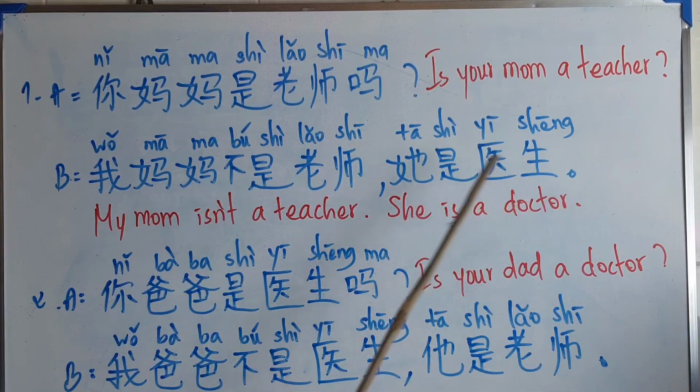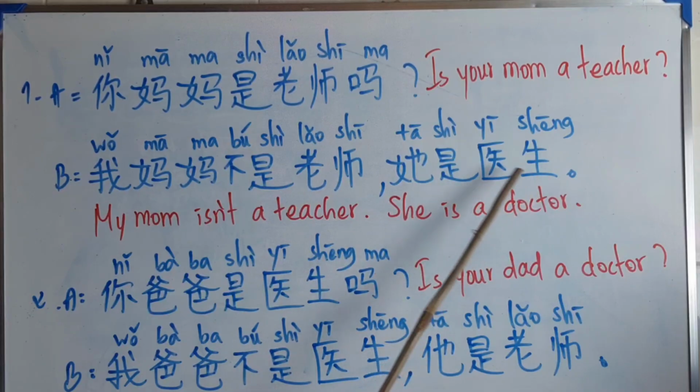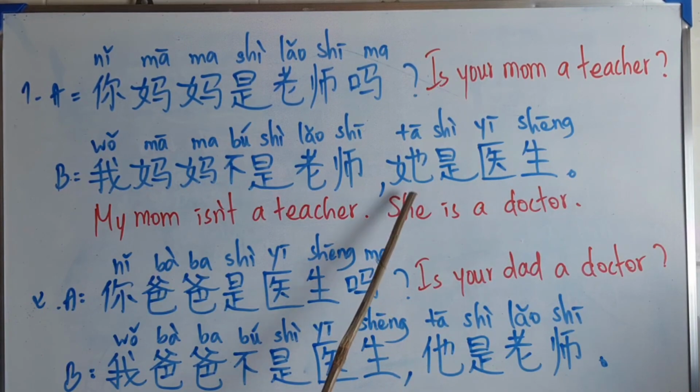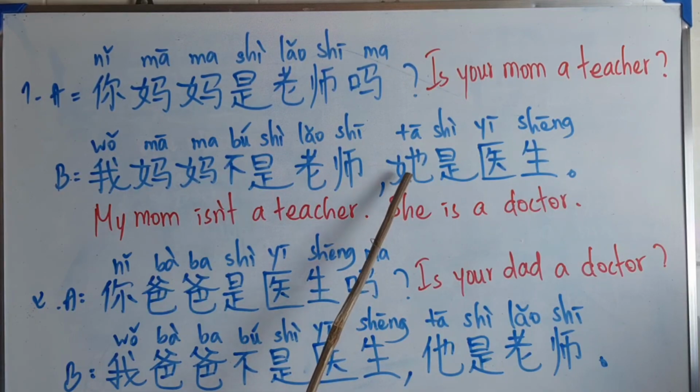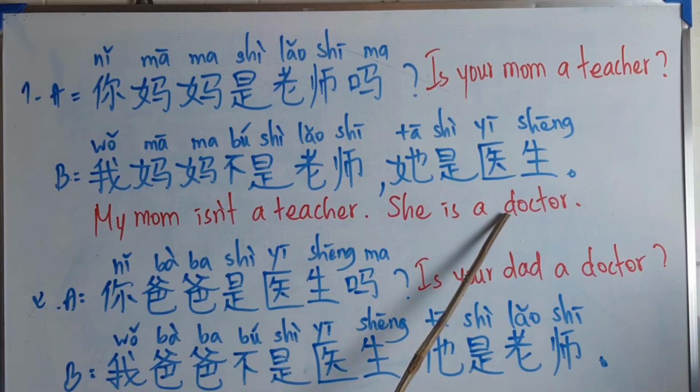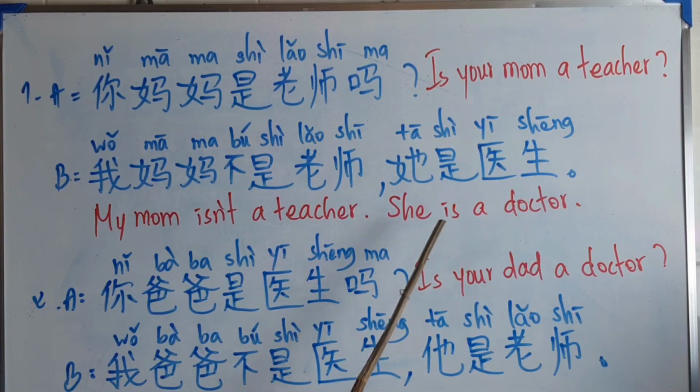她是医生. 医生 means doctor. 她 means she. So the word 她 that represents the word she, we write like this. It's different from 他 that means he, although it is pronounced the same, but it's different in writing. So you have to remember about this, okay? Yes. 她是医生. She is a doctor.